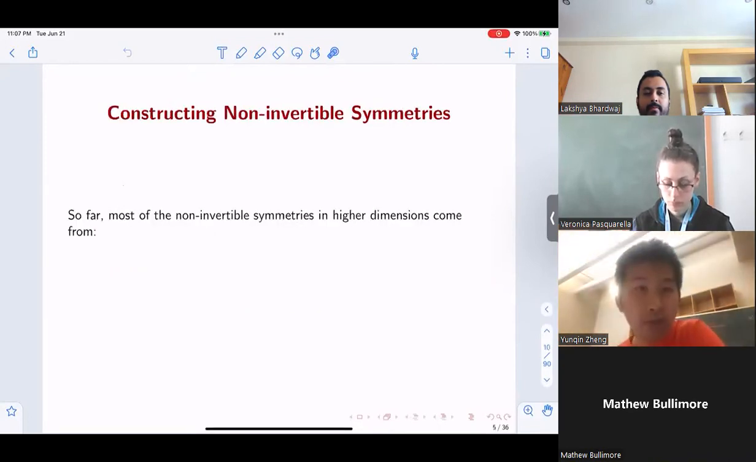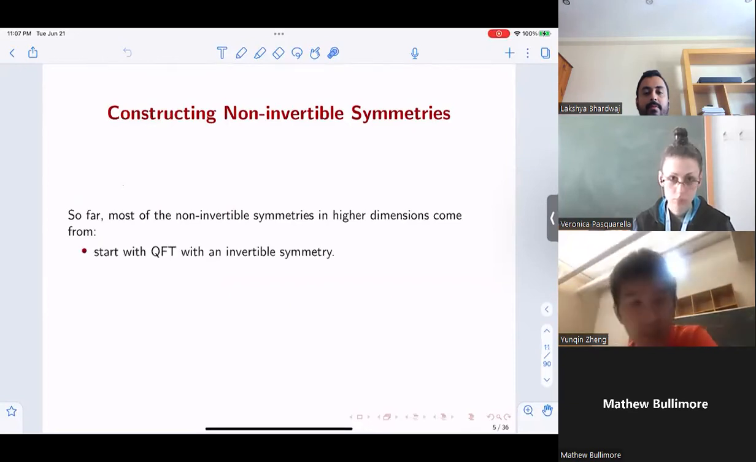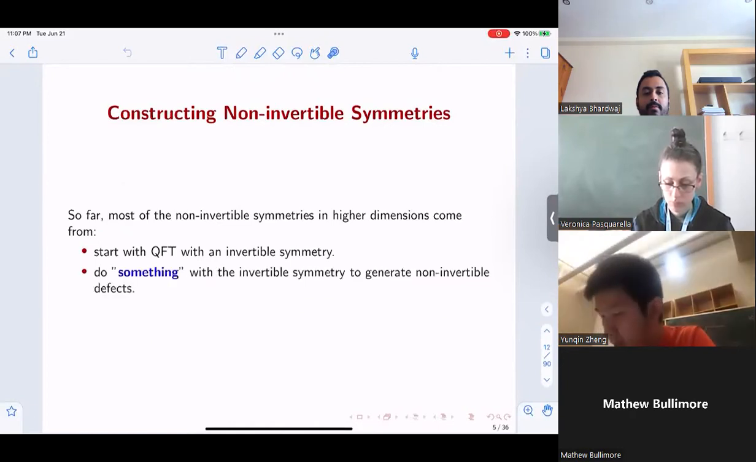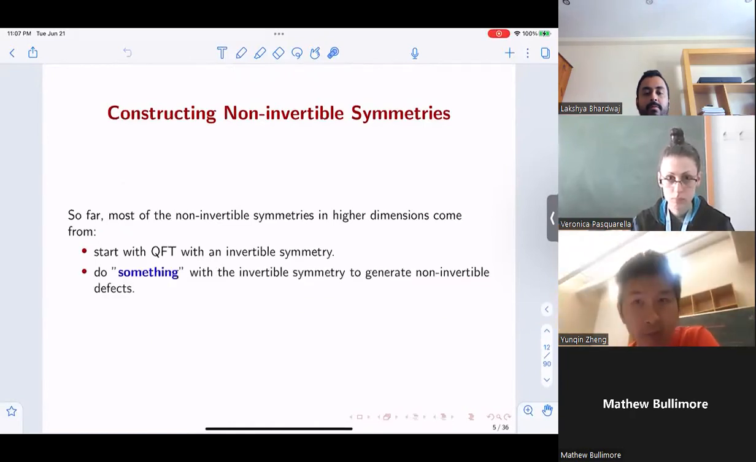Okay, so far, the non-invertible symmetries, especially in higher dimensions, mostly come from the following constructions. We first start with a QFT with an invertible symmetry, and we do something with the invertible symmetry to generate the non-invertible defects. So what is something? I'm going to list five possibilities of something.